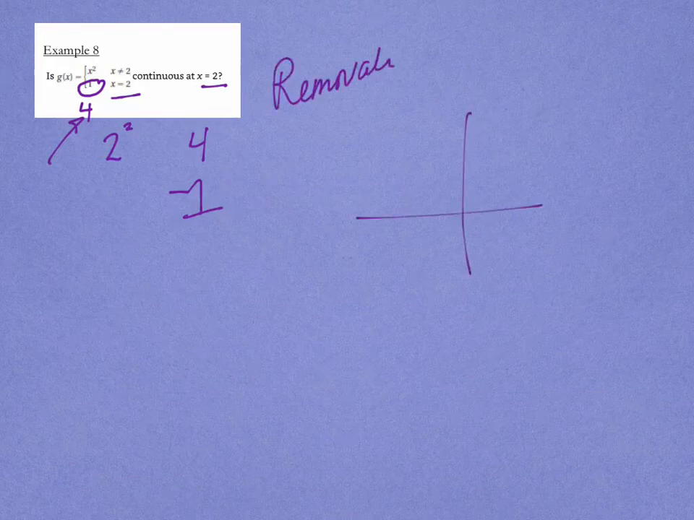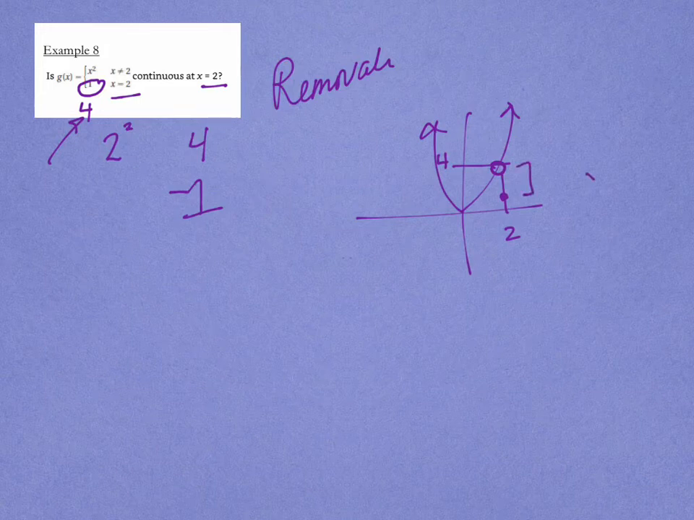So again, that just looks like this, right? And at 2, f of x should be 4. And so it has this hole right there because it says everywhere except there. And then it says, what is it there? At 2? Well, it's at 1. So there's a dot down here. And so that's your removable discontinuity.